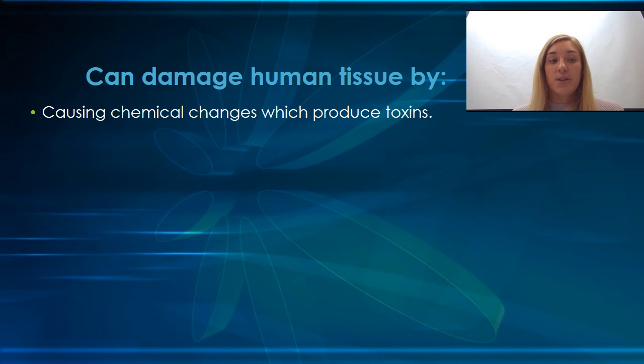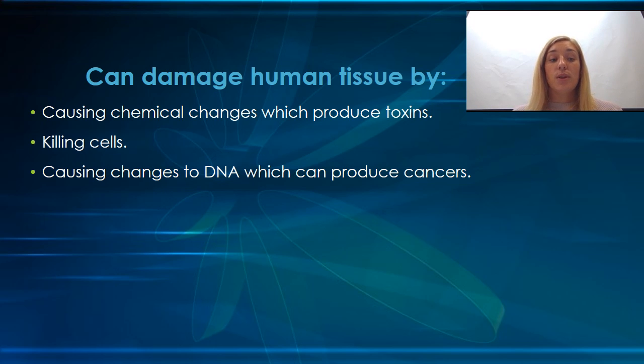So ionising radiation can damage human tissue, and basically it does this by causing chemical changes within our cells that actually produce toxins. That comes as a result of having odd numbers of electrons, which create different charges, which changes the normal chemical reactions that our cells undergo. It can actually kill cells. It can also cause damage to DNA, which can possibly go on to cause cancer.